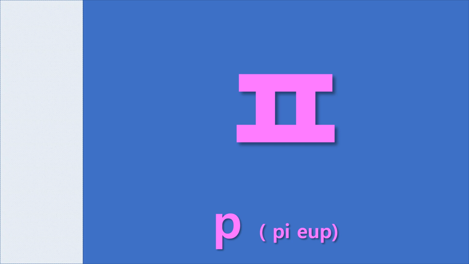Next one is the P sound. P is "pieup". Yes, it looks like a leather stool, one leg, two legs. Yes, it looks like leather. And then we can turn it 90 degrees, and we can make this shape. "P."